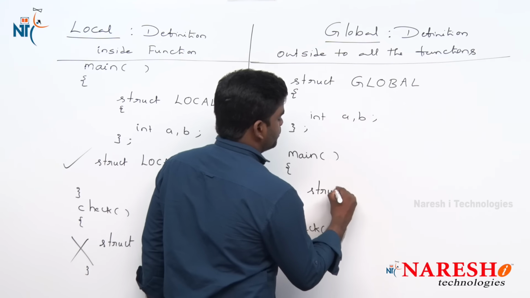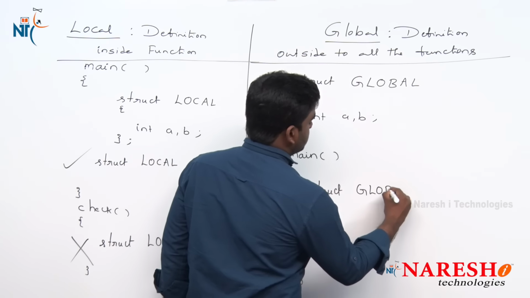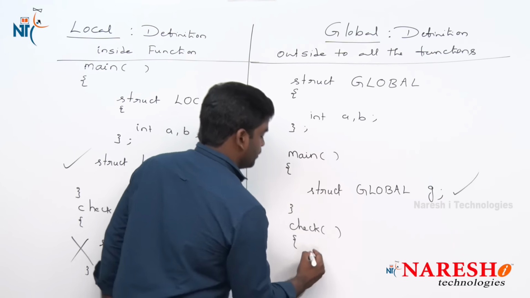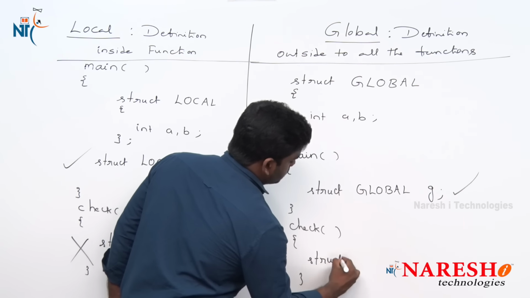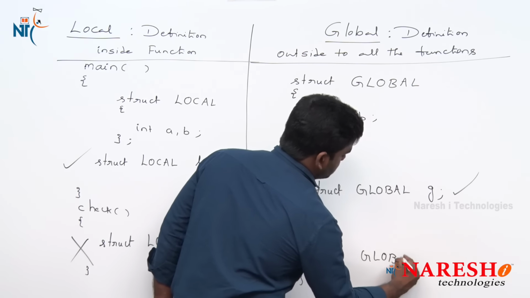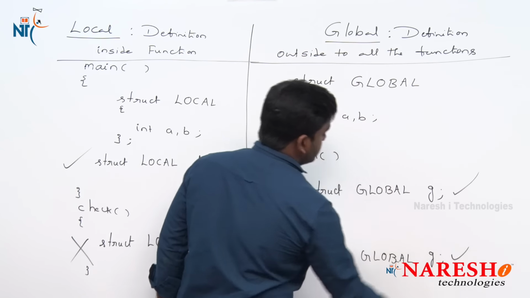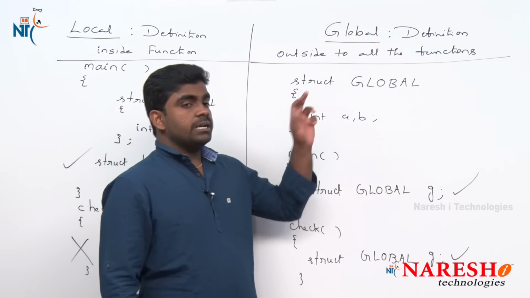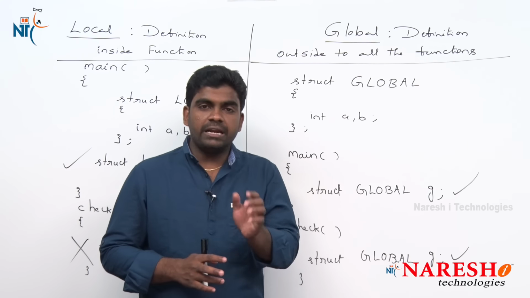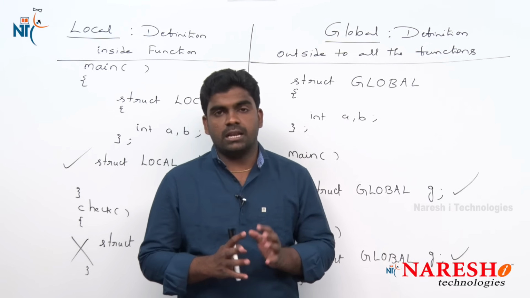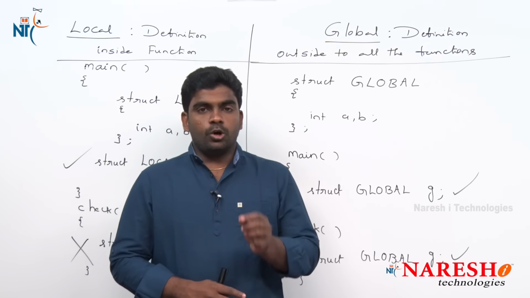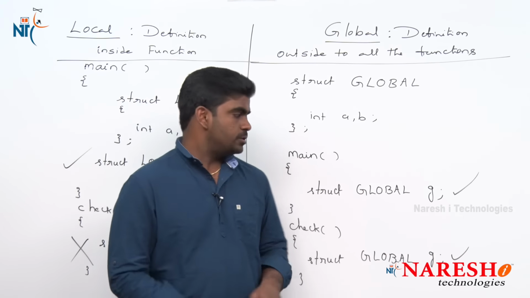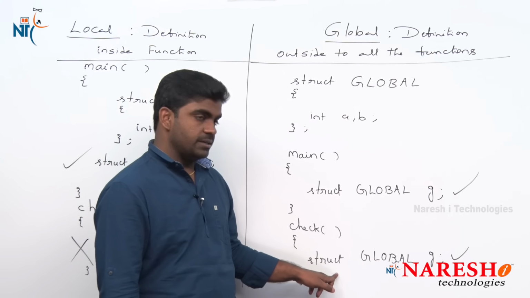Struct, we are declaring the variable here, global, variable name is G, it is allowed. And next one, struct, here the variable name is global, and it is G, it is also allowed, because the structure is a global structure defined outside all the functions like a global variable. A global variable you can access anywhere in the application, no limitations. So you can access here and you can access here.